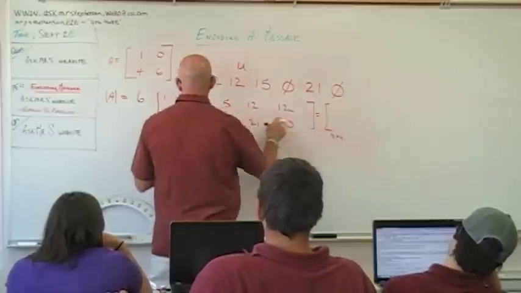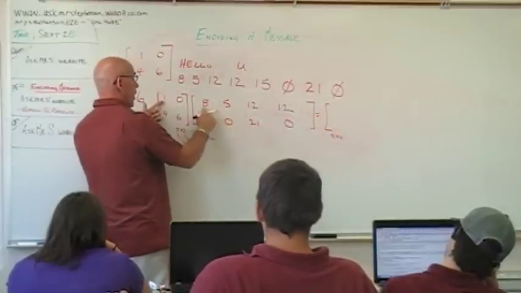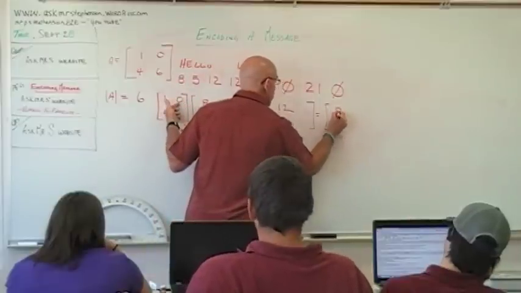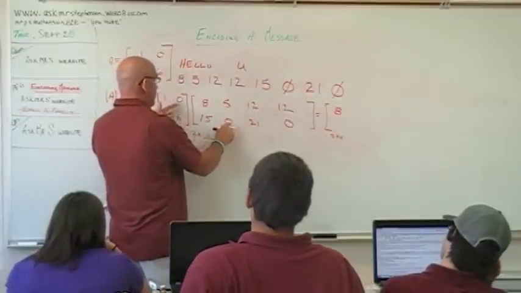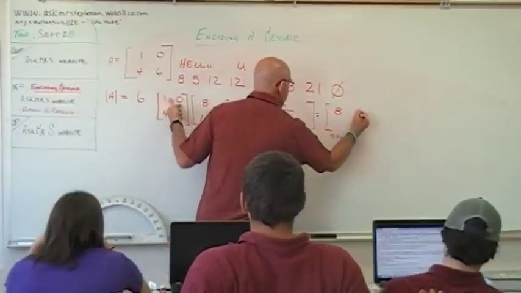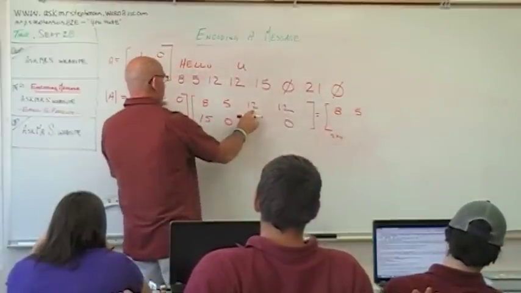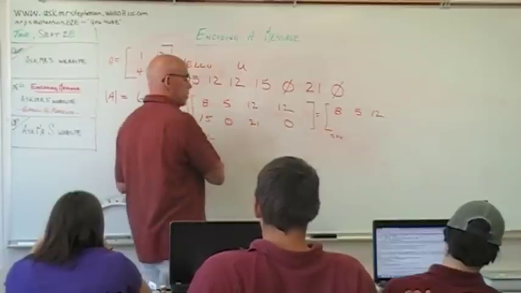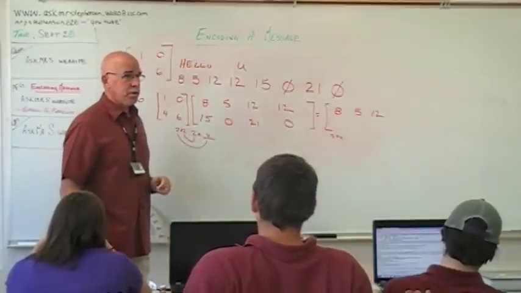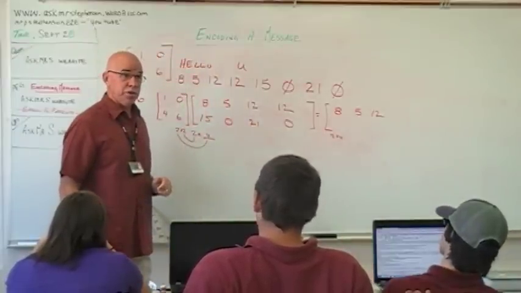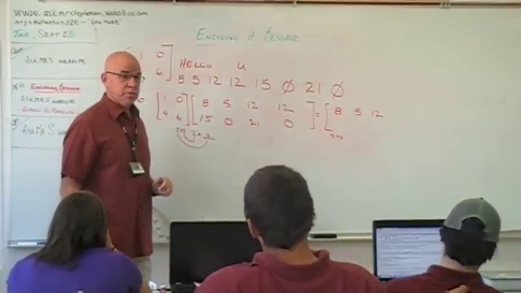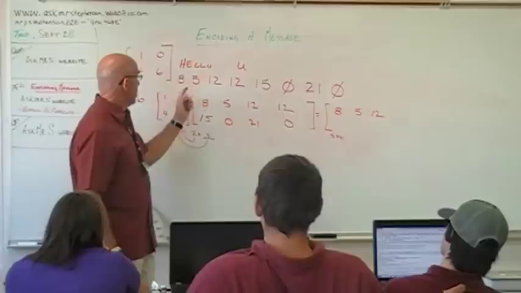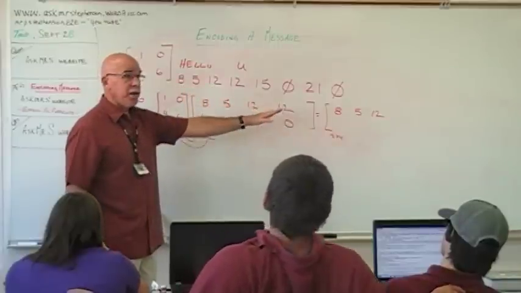Where is it? 1, 1. 1 by 1. So 1, 1. So I get first row, first column. 8 times 0. 0. 5 times 0. Is anything changing in the top column? 12 times 0. Is anything changing in that first column? No. Is hello changing? Or hell? Is hell changing? H-E-L-L is not changing, is it?